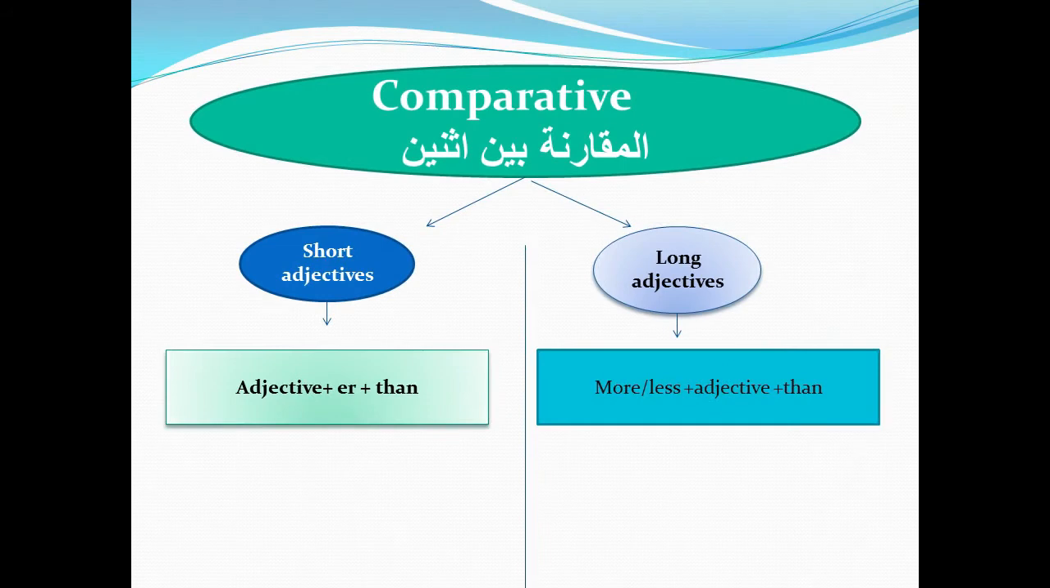And let's start with the comparative adjective. We have two kinds of adjectives. We have short adjectives and long adjectives. When we compare between two people or two things with a short adjective, we put adjective plus er plus than, like tall, taller than, short, shorter than, hot, hotter than, and so on. If the adjective is long, we put more or less plus adjective plus than. So we can say that lions are more dangerous than dogs, but dogs are less dangerous than lions.